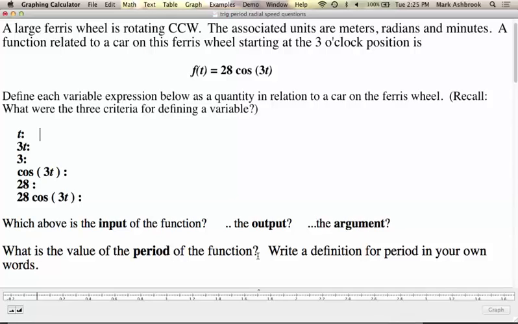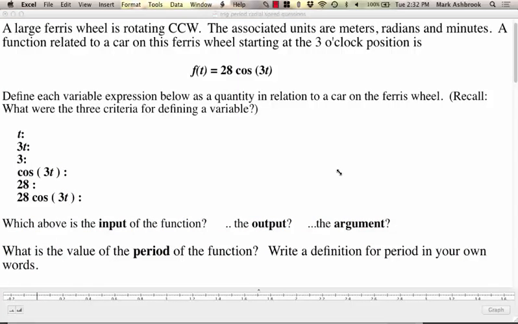So answers are not like input or argument. Those aren't the kinds of answers I'm looking for. I'm looking for something like the temperature in the room since 3 o'clock, or the distance from me to the chair. So you're writing out quantities. What quantities related to the scenario do these expressions represent? This isn't just a piece of cake. You have to think about it. I want to know what you came up with for 3t. Did you get 3t?